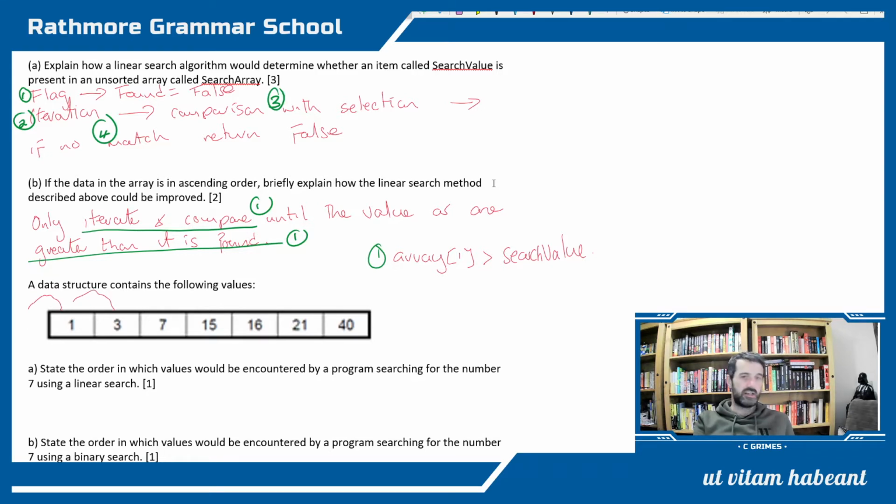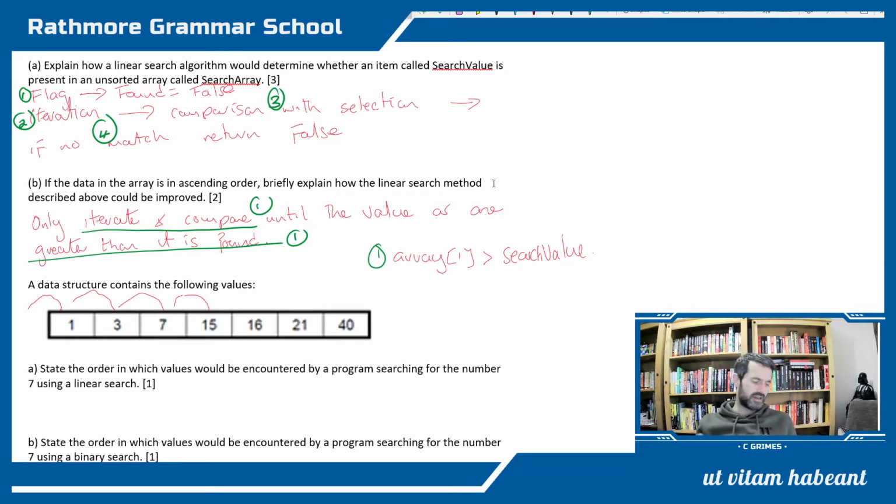Does that equal 10? No. Is it greater than 10? No. And so on until I get here. Does that equal 10? No. Is it greater than 10? Yes. And that could throw up a flag to break out in the array. So if you were looking at it and you said only iterate and compare until the value or one greater than it is found, you'd get the 2 marks.